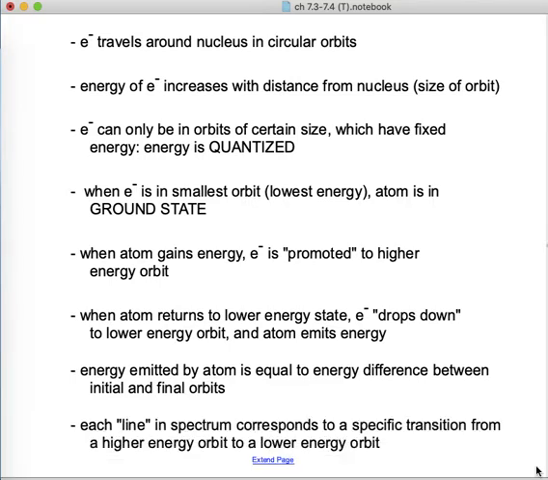And each line in the line emission spectrum corresponds not to an energy level, but to a specific transition from one higher quantized energy level to a lower quantized energy level, which corresponds to a lower energy orbit.